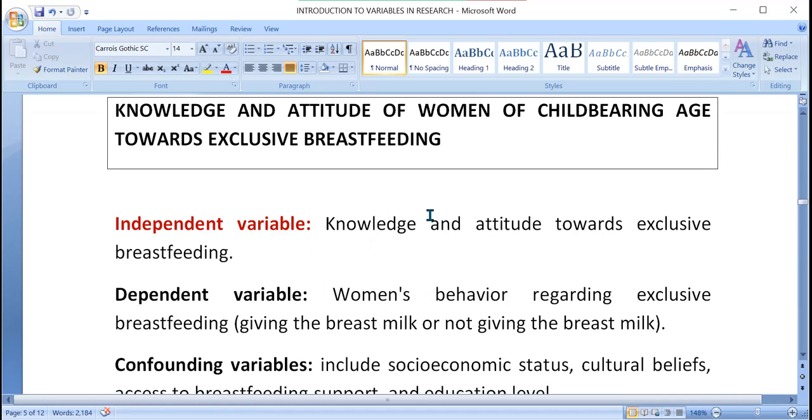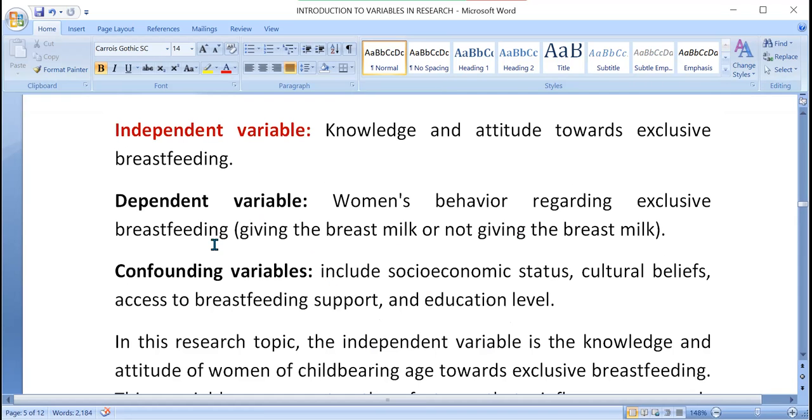This knowledge and attitude is what is being studied, and that is the independent variable. The dependent variable is women's behavior. Women's behavior regarding exclusive breastfeeding: whether the woman is giving breast milk or not giving the breast milk.